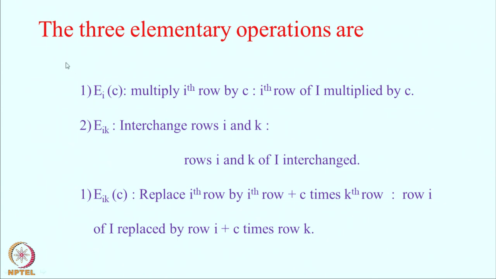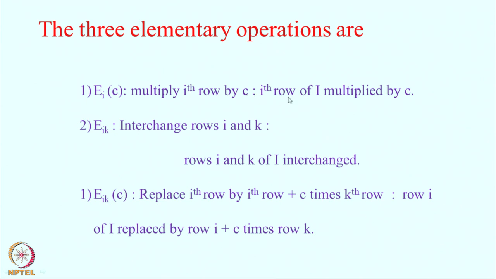These I call elementary operations. There are 3 elementary operations. We will illustrate with examples for all these 3 operations. So, the first operation is E_i(C). What does this operation do? It multiplies the ith row of any matrix by a constant C. So, I want to multiply the ith row of any matrix by constant C.